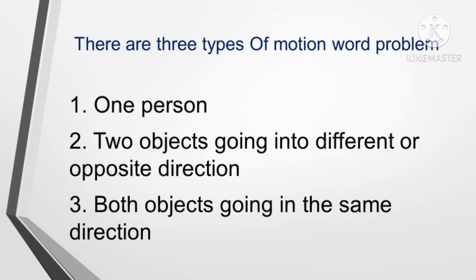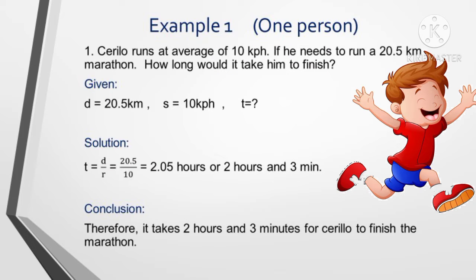There are 3 types of motion word problems. Number 1 is one person. Number 2 is two objects going in different or opposite directions. Number 3 is both objects going in the same direction. And there are 3 examples.